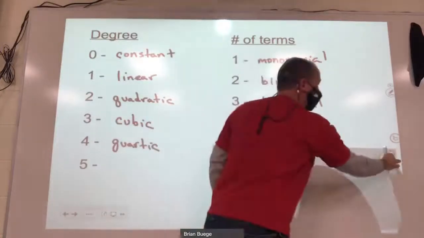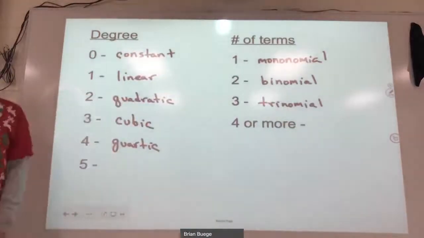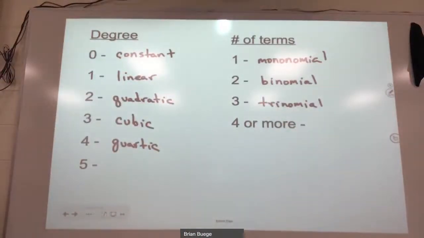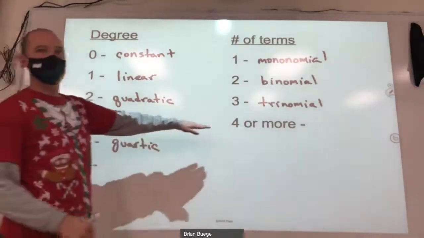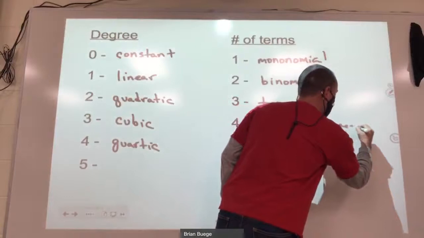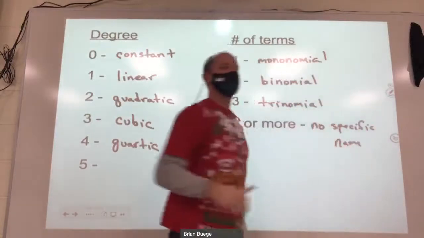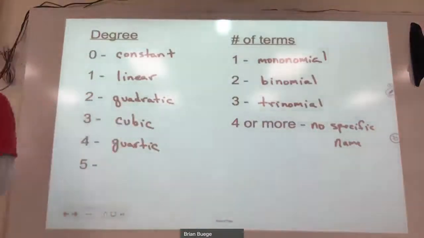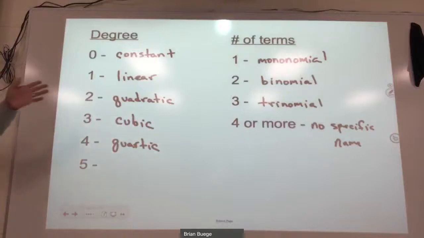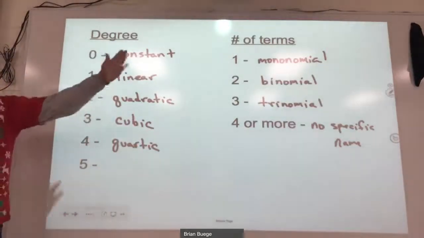And for 4 or more, you just use the number. It's a quadratic, 4-term polynomial, 5-term polynomial. There's no specific name. Okay? That's what I'm going to put down. You just use the number. You just say there's 7 terms, 8 terms, whatever it is, 5 terms. Okay? So just like you have a first and a last name, so do polynomials. Okay? Based on their degree and number of terms.